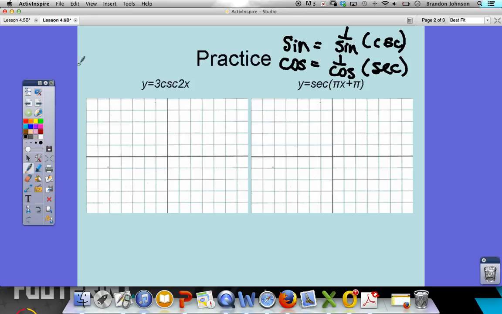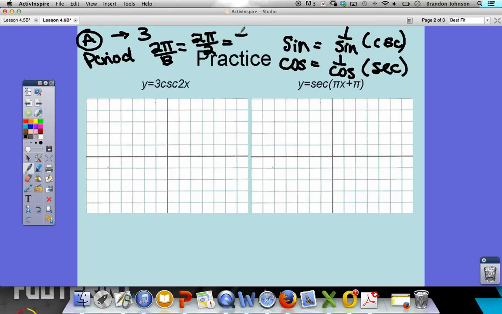First step, let's label our A. Well, what's our amplitude? We know that that is equal to 3. Pretty easy. Our next step is to determine what our period is. Our period is exactly what we did with sine and cosine, which is 2 pi over b. 2 pi over b is the same as 2 pi over 2 in this case, so we set it equal to pi.